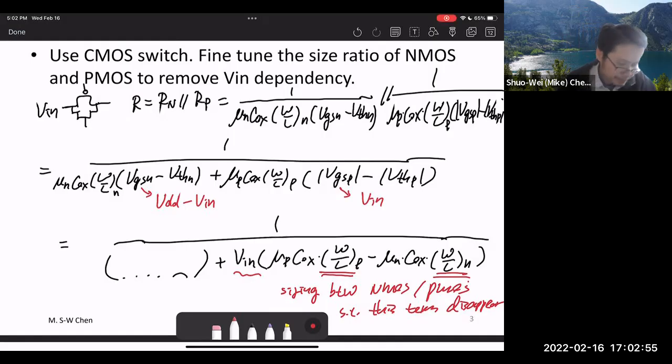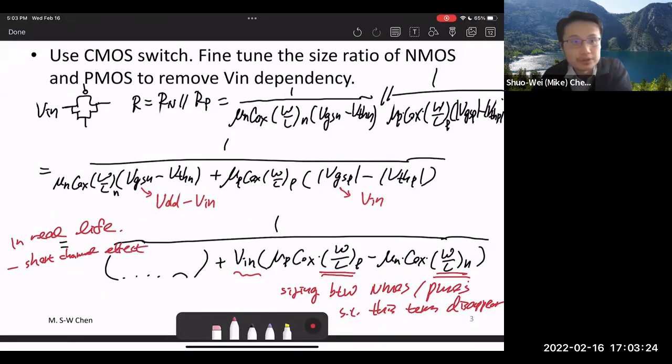And why is that? So in real life, of course, things won't go as perfectly as what we just derived, right? So several things, right? So here, an obvious reason is that we assume it's a square law device, right? So in real life, it's not square law, right? There's a lot of short channel effect, right? So the equation won't be exactly like this. So that's why it cannot be perfectly canceled out.